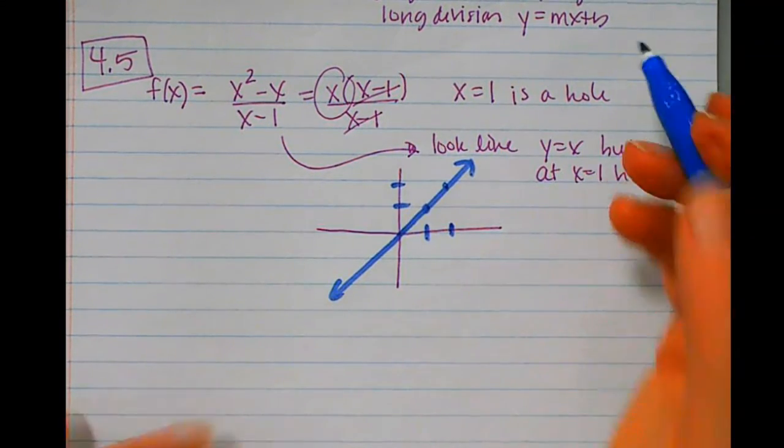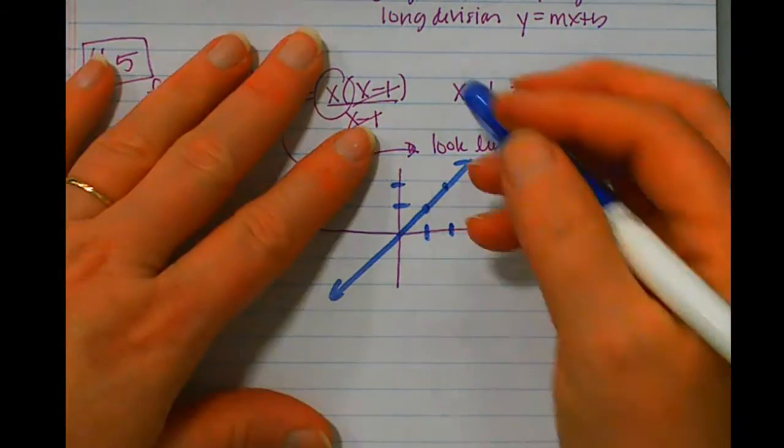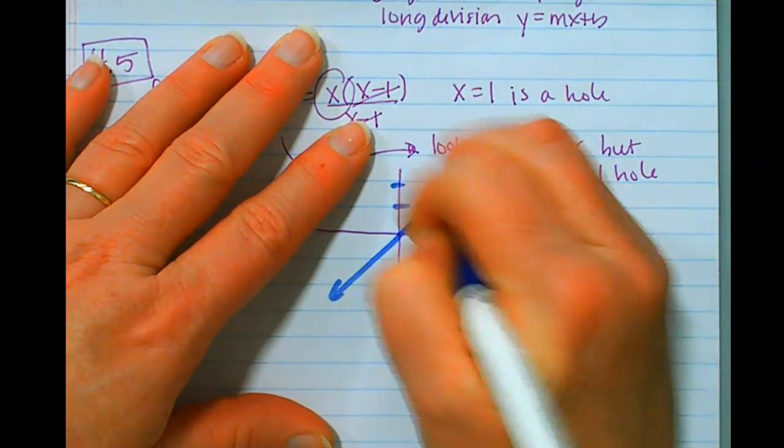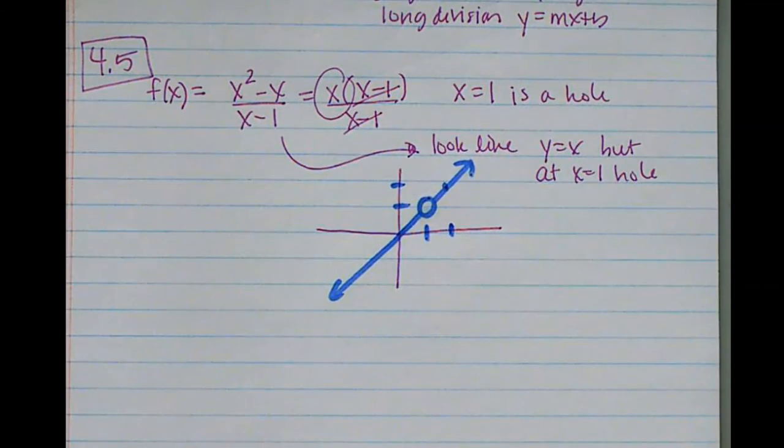They're the same. But at x equals 1, I need to erase it and say there's a hole there. And you don't have to erase it necessarily. You could just put a fat hole there, and I'll understand you mean hole. But it looks just like x because these canceled, but this graph has a hole there. Which we never had before in our lines, and now we do.